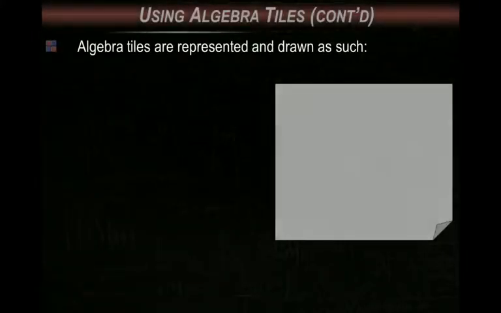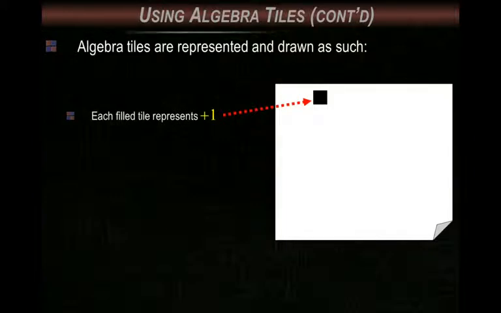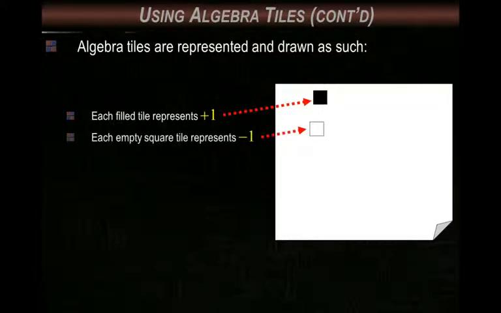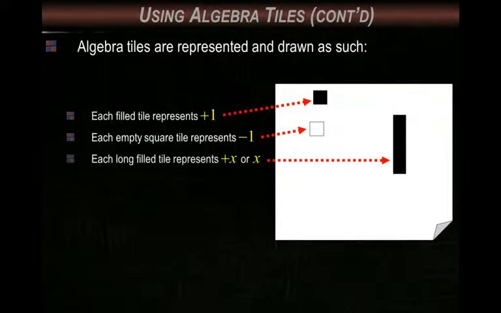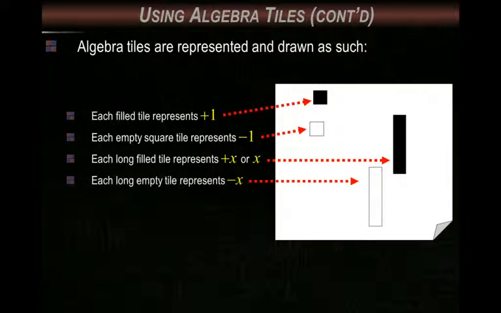Here's the way they are drawn. They're drawn as either small squares or large rectangles. If it's a small filled-in square, and you can fill it in with basically any color you want, but if you're just using your pencil, it'd probably just be pencil-filled, that represents positive 1. If you draw it without filling it in, it represents negative 1. If you draw it as a rectangle and it's filled in, it represents positive x. And if you draw it as an unfilled rectangle, it represents negative x.